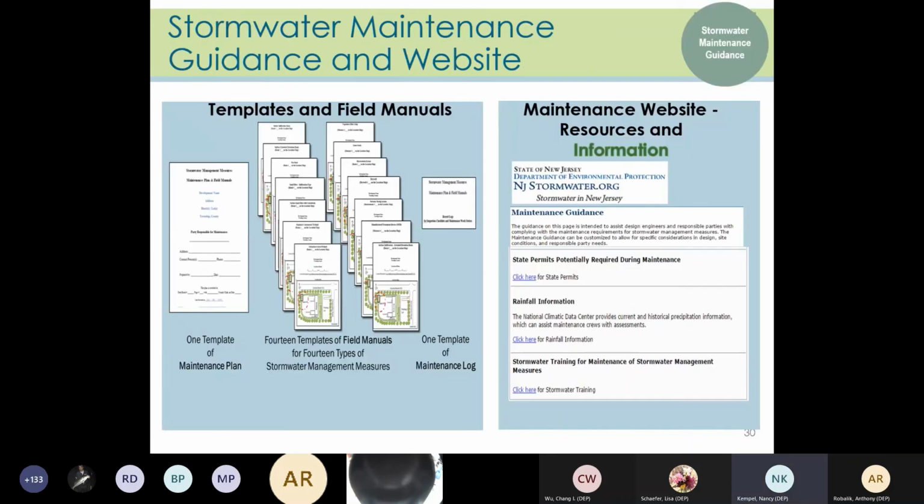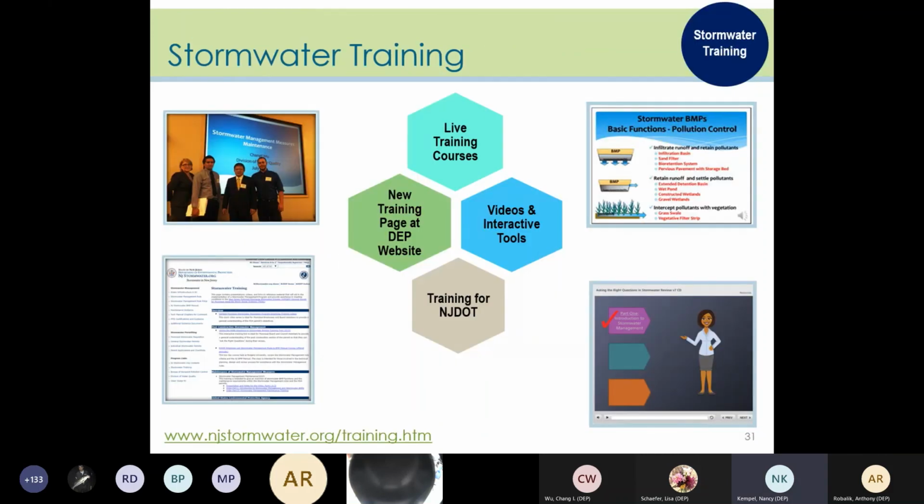So there are some stormwater maintenance guidance documents on the website that are available for permittees to use. For stormwater training, we have our live training course that we're doing. We have various training material on the website, all available at njstormwater.org/training.